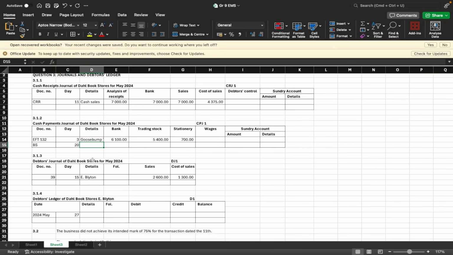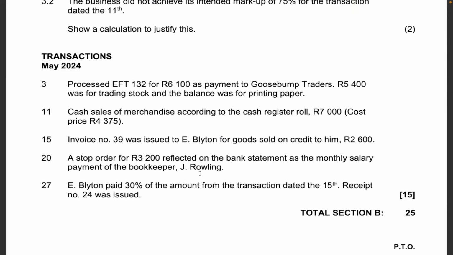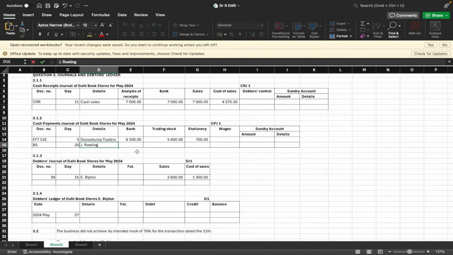So we put the 20th there, and the details, who are we paying this money to? Well, let's go back here, and you can see it's the bookkeeper J. Rowling. So we're going to take that name and put it under details, and the amount is 3,200 Rand. And where else do we put this amount? Well, it's definitely not under trading rolling stock. It's definitely not under stationery. And is it under wages here? Were we paying wages? No, we're not.